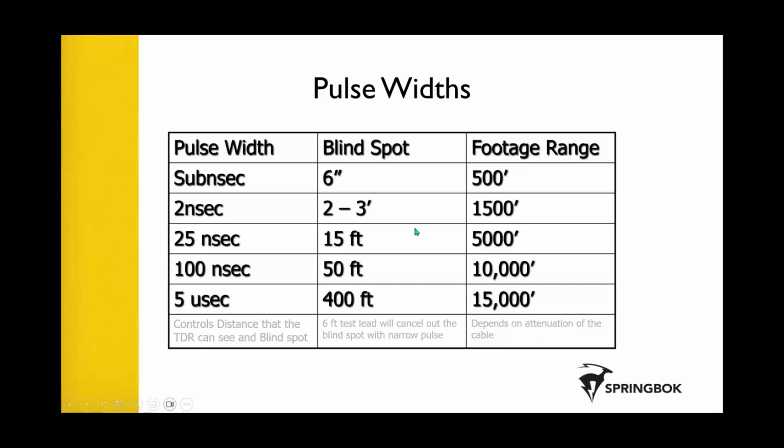Each individual pulse width, and this is just a variety of pulse widths from small to large, nobody's TDR has these exactly, but it's going to vary somewhere in there. Each individual pulse width has at least two things that are associated with it: a maximum footage range, how far it will go, and a blind spot or a dead zone. Let's talk about maximum footage range first of all, but I want to start off by asking you a question that I want you to ponder.